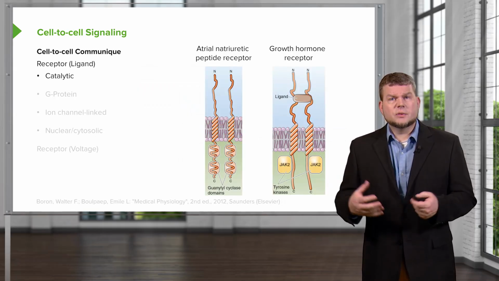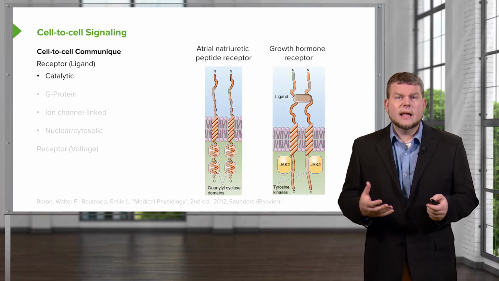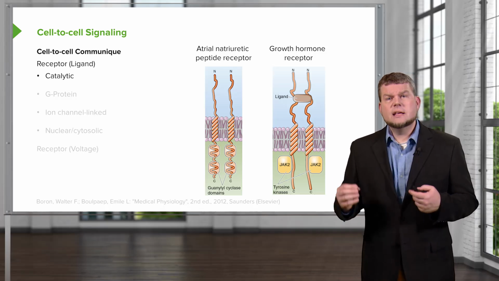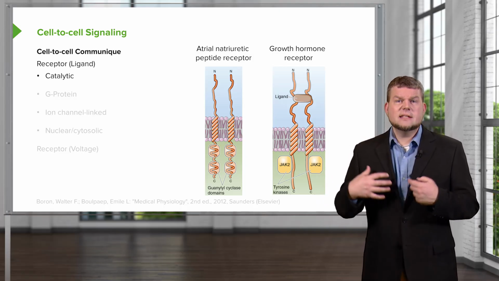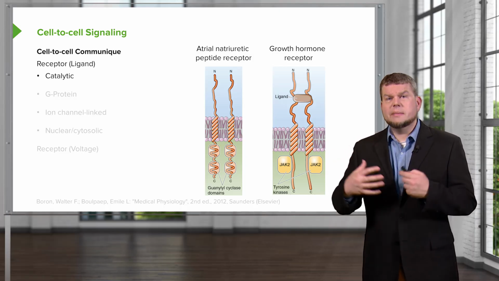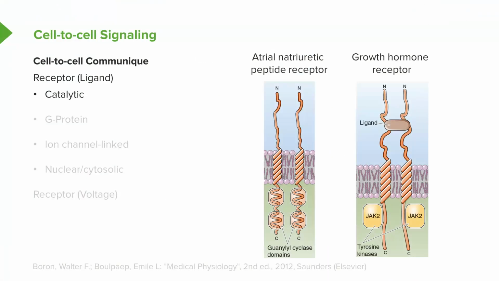The types of receptors we have could be catalytic. And what we mean by a catalytic receptor is as soon as the ligand binds, an enzymatic reaction happens, and there is either some phosphorylation or some action that takes place. We just provide you a couple of examples here of an ANP or atrial natriuretic peptide receptor or a growth hormone receptor. So you can see here, even though these two signals look somewhat the same in terms of their receptors, they're going to cause dramatically different responses if it's an ANP receptor versus a growth hormone receptor.